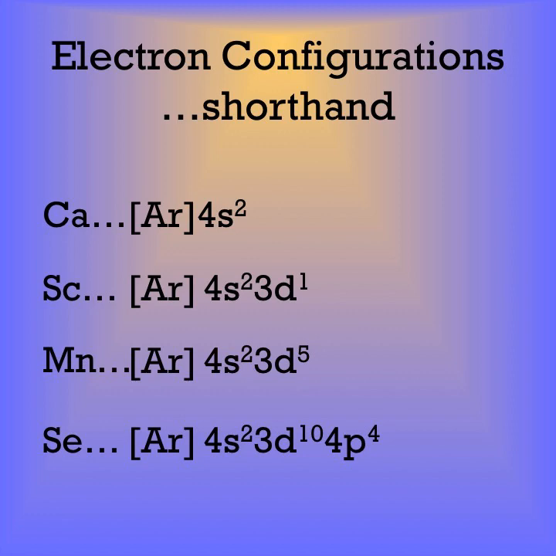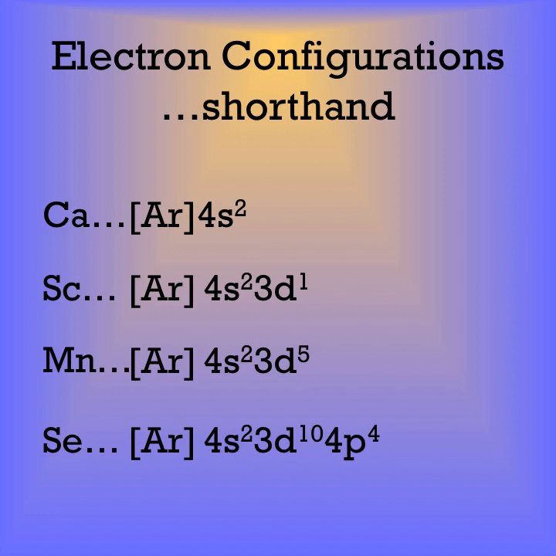Again, D sublevels are always one less than the period number on which they reside. If you look at a periodic table, that means scandium is the beginning of 3D, yttrium is the beginning of 4D, lanthanum is the beginning of 5D, and actinium is the beginning of 6D.